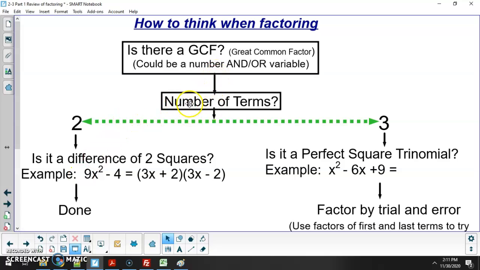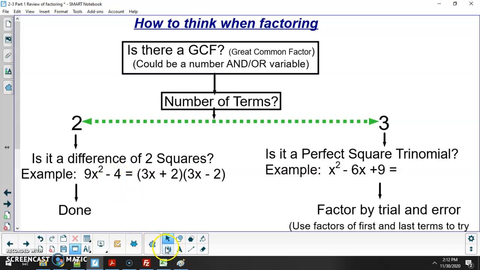Next, you want to see how many terms there are. If there are 2 terms, you really can't do much very often. The only thing that you could do is factor something called a difference of 2 squares. That would mean that the first term is a perfect square, such as 9x squared, because 9 is a perfect square, because 3 times 3 is 9, and x squared is a perfect square, because x times x is x squared. The other term has to be a perfect square as well. So 4 is a perfect square because 2 times 2 is 4.